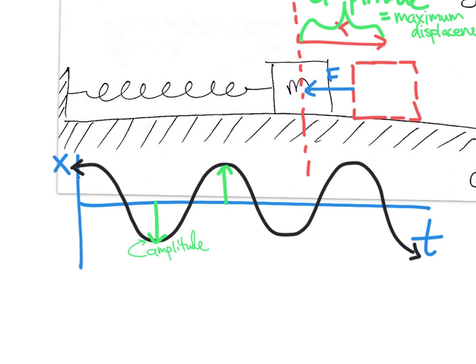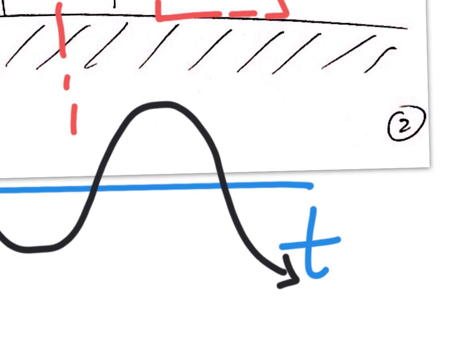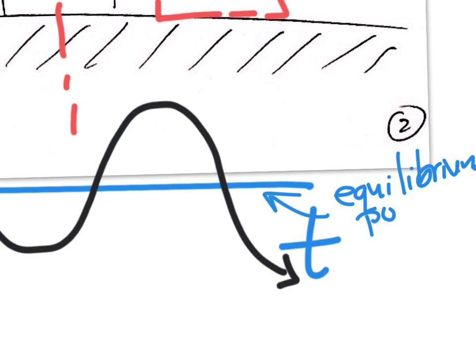So what else? We have our equilibrium position, so that is this line in the middle. Let's label that. I'm going to stick to the colors. So this guy here, equilibrium position.